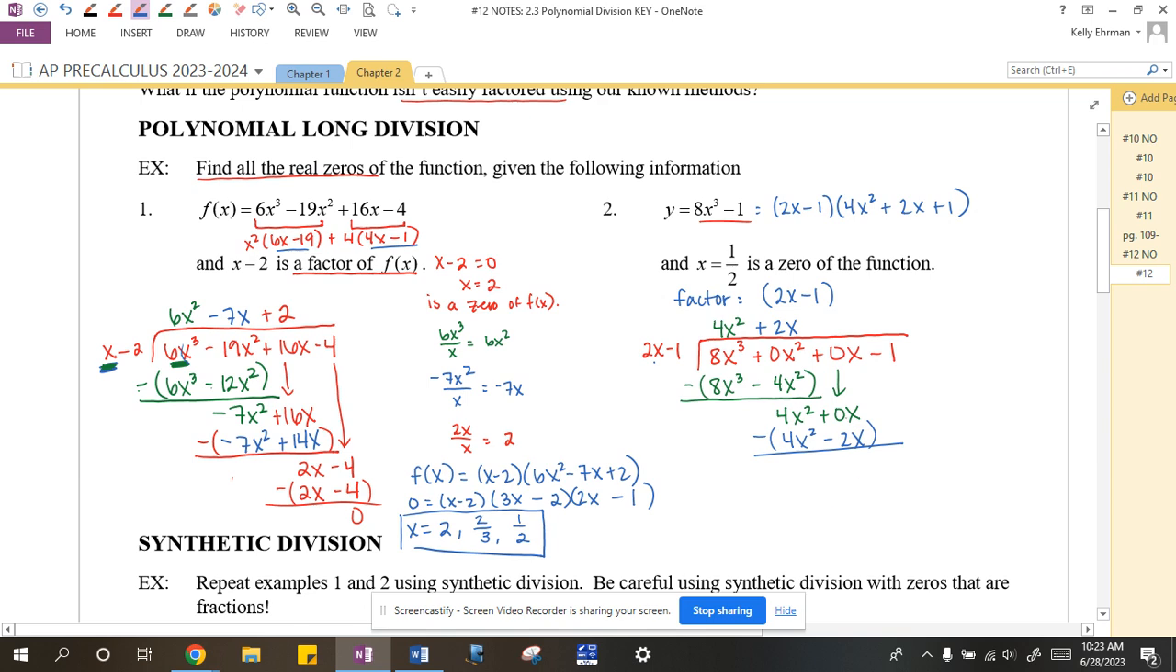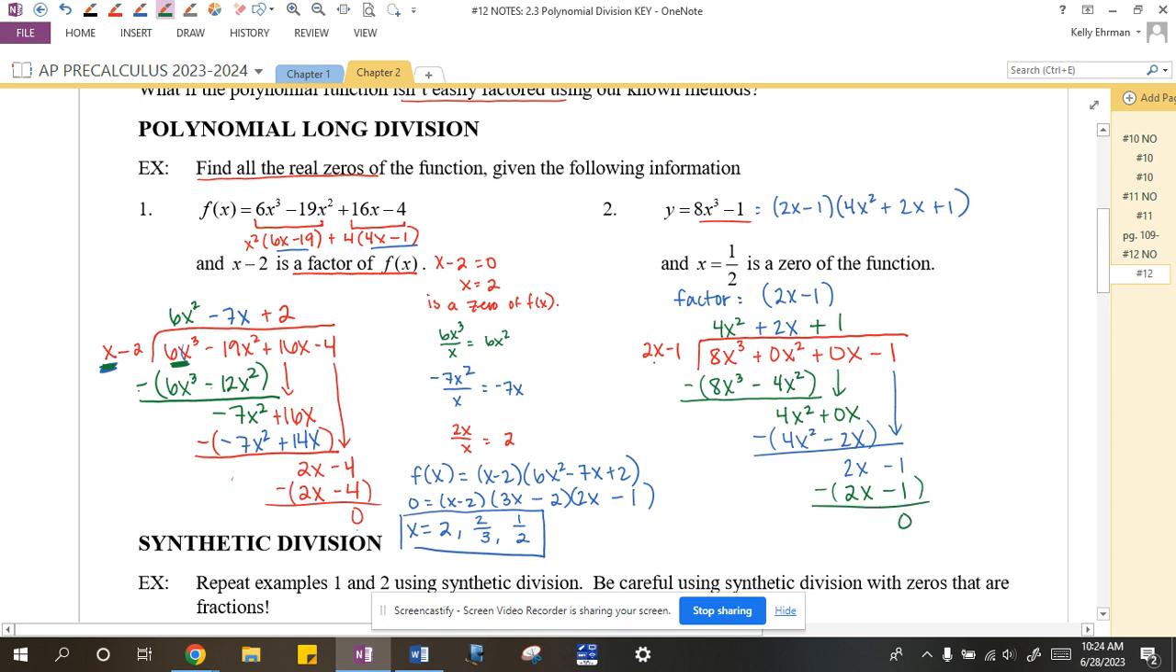4x squareds cancel. 0 plus 2x is 2x. Drop down the minus 1. You're not finished with long division until you are left with something that is 1 degree lower than what you have. So I can still do one more round here. What do I multiply 2x by to get 2x? I multiply it by positive 1. Multiply 2x minus 1 times positive 1. Subtract, you get 0 again.